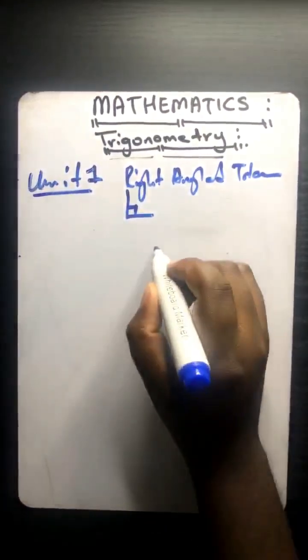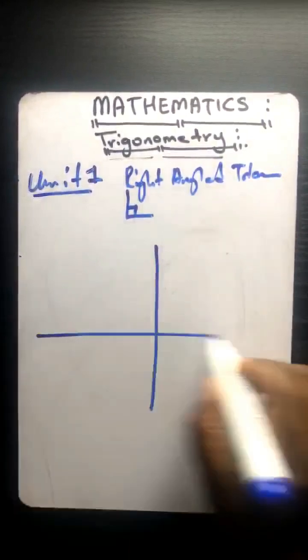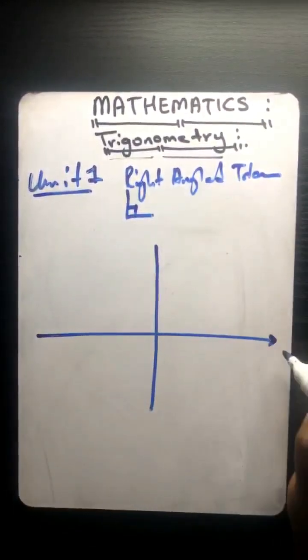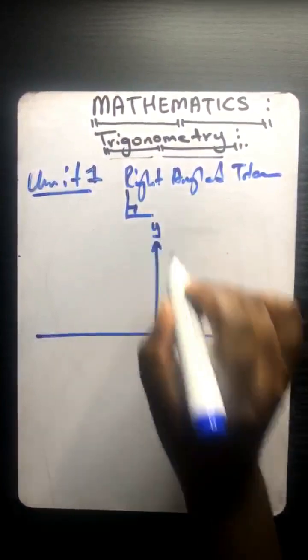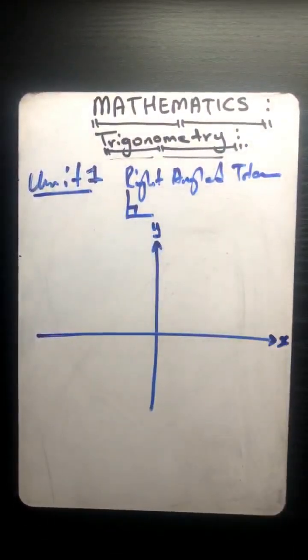So now it's in most cases where we might need to refer to what we call a Cartesian plane. What is a Cartesian plane? A Cartesian plane is a vertical line and a horizontal line. This one is called the x-axis and the vertical line is called the y-axis. I'm pretty sure that you have learned all of that when we started with our functions.